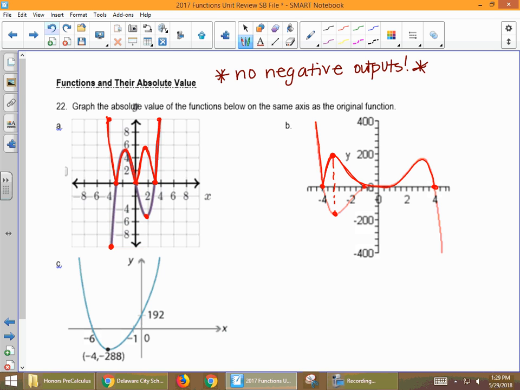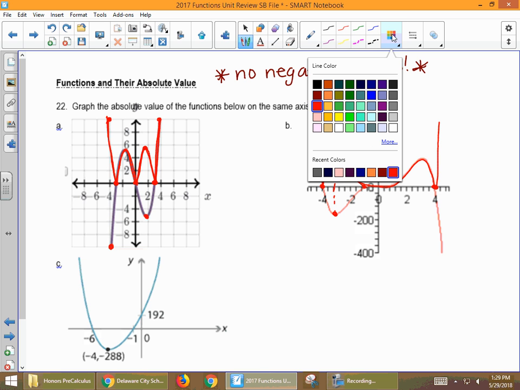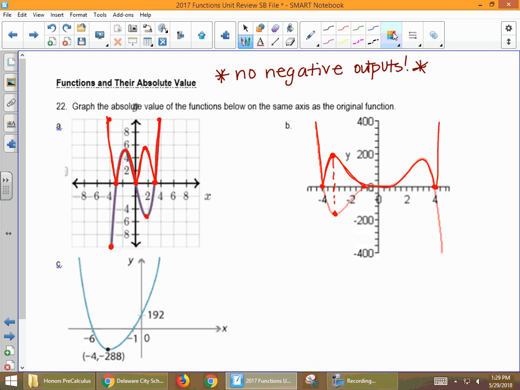Over here in the positive x values at 4, that takes a dive below our x-axis, so we're going to draw it going up. So maybe I should have chosen a different color. Here, let me do this in gray for you. So the absolute value of the function that was graphed here originally is that guy in gray.